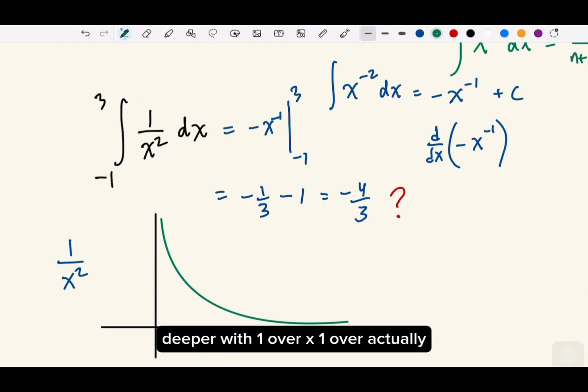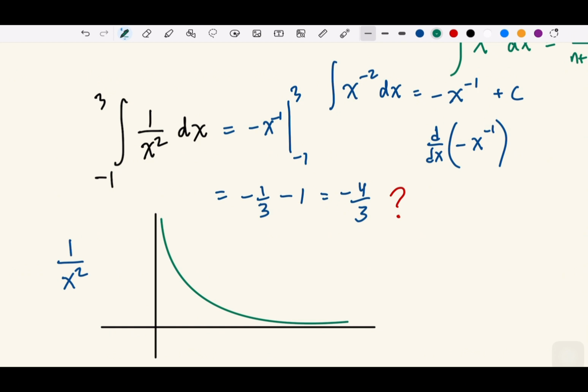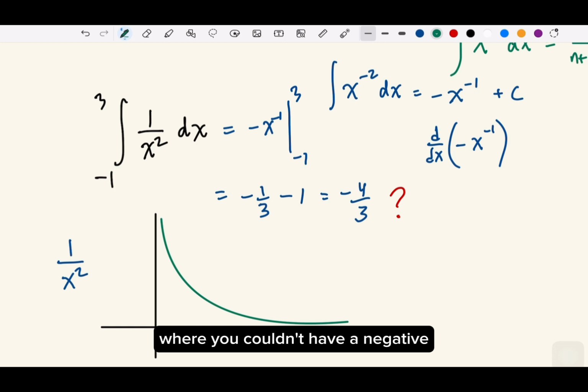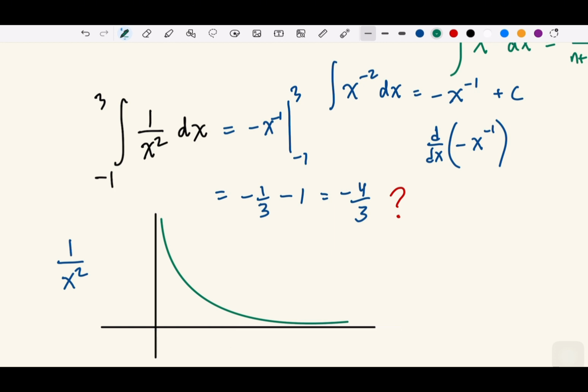Different with 1 over x, where we have the negative part. Because it has squared, all the negative become positive. So this is a positive function. But our answer is negative. How? Do you see with the logic? This is a positive function where you couldn't have any negative. But our answer is negative. Right?